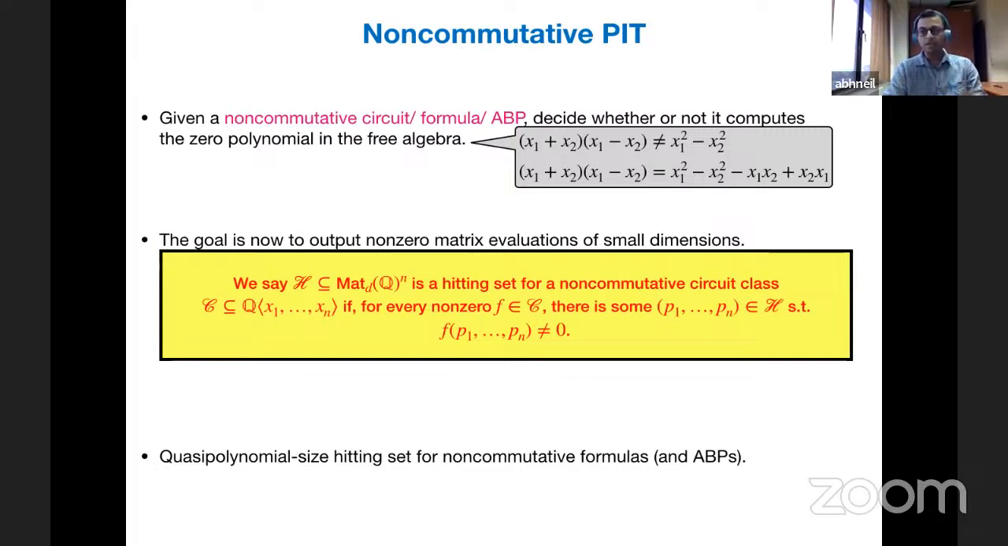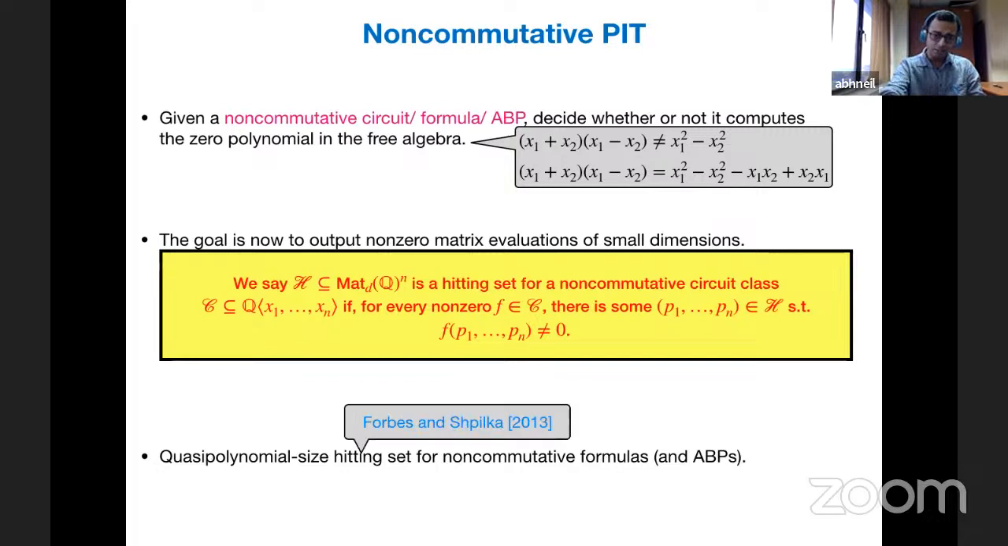This is not an identity anymore in the non-commutative domain, because x1x2 and x2x1 are not going to cancel each other out. So in that case, when we ask for a witness of its non-zeroness, you can't give me a value from the field. Field elements will not work because they can't differentiate between x1x2 and x2x1. So in this case, the way we define a hitting set, we give a list of matrix evaluations. For a circuit class, we say H is the hitting set if for every non-zero polynomial in my circuit class, as a witness of its non-zeroness, I will find a matrix substitution from my hitting set.